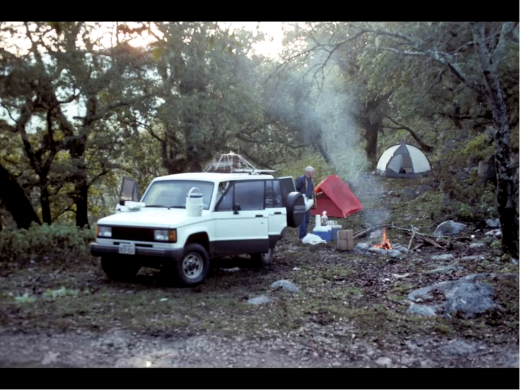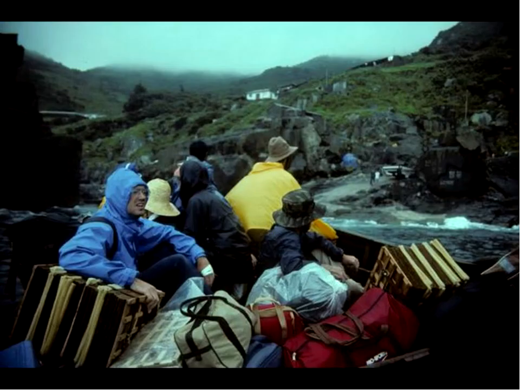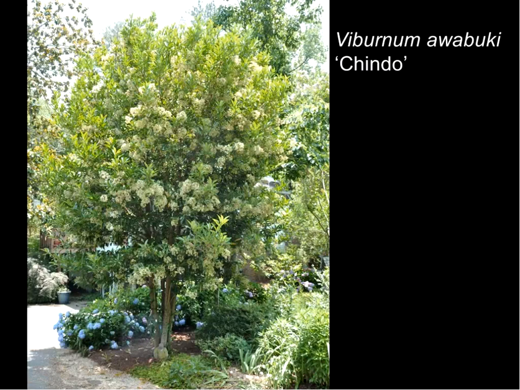So how do we acquire all those plants? We have a long history of going out and collecting. Back in JC's time, he collected in Mexico. He's fascinated with the Mexican flora. He also went to Korea and collected there. And some of the plants that he's best known for, and the Arboretum is best known for, came from those early introductions. Viburnum awabuki 'Chindo' is one of the more popular plants that has been introduced.